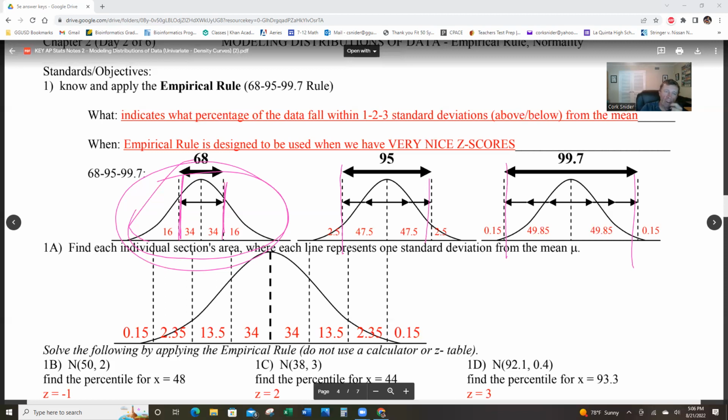So for you calculus geeks, there's an inflection point right here at the first standard deviation on each side, and the curve actually gets slightly steeper at that point. You don't need to know that. This is a non-calculus based class, but just in case you were curious about that.